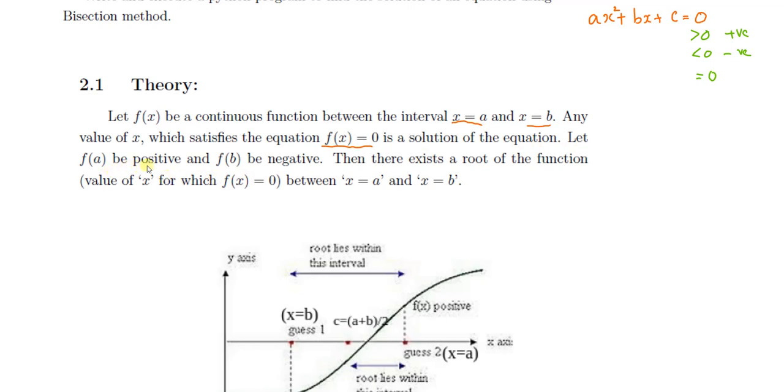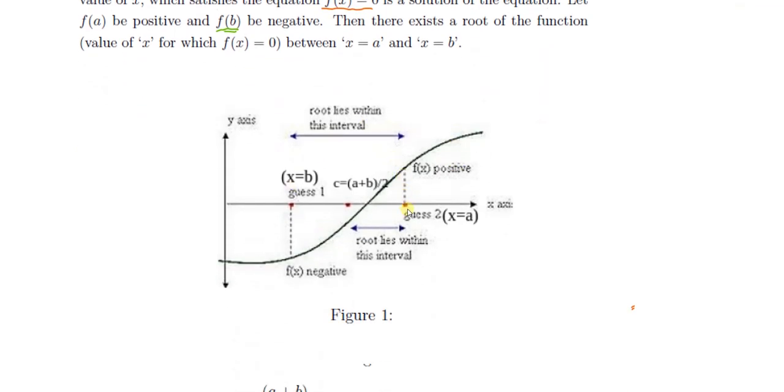Let f of a be positive and f of b be negative. So we put x is equal to a in the function, that is f of a, and we got a positive value there. When we substitute x is equal to b, we got a negative value. So then there exists a root of the function, that is, a value of x for which f of x is equal to 0. That is called the root of the solution between x is equal to a and x is equal to b. Okay.